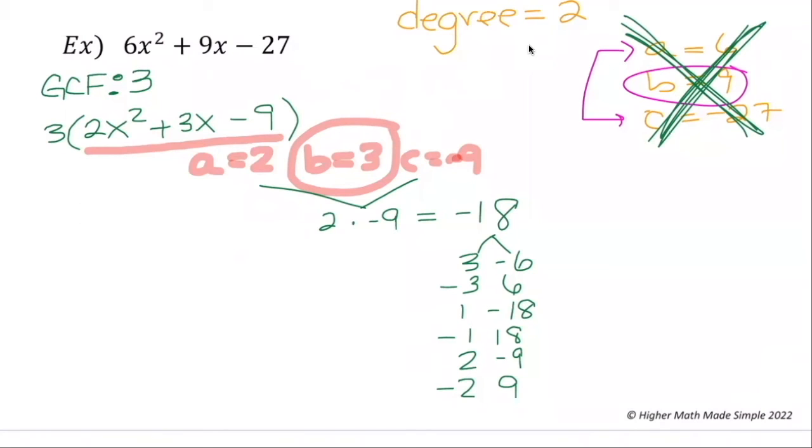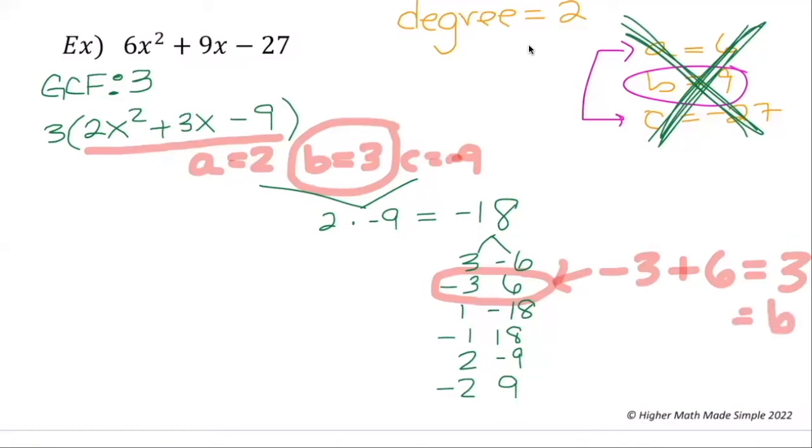And it looks like these are our guys, right? Because negative 3 plus 6 equals positive 3, which is our B value. So again, what do we do with negative 3 and positive 6? We're going to take the middle term, which is the plus 3x, and we're going to split it up into like terms using those factors as coefficients.